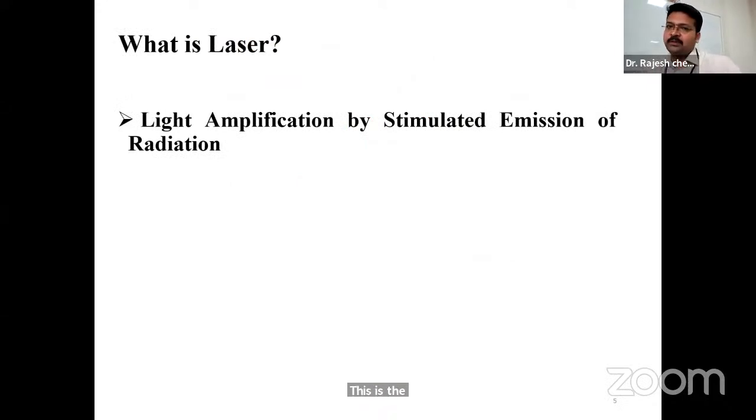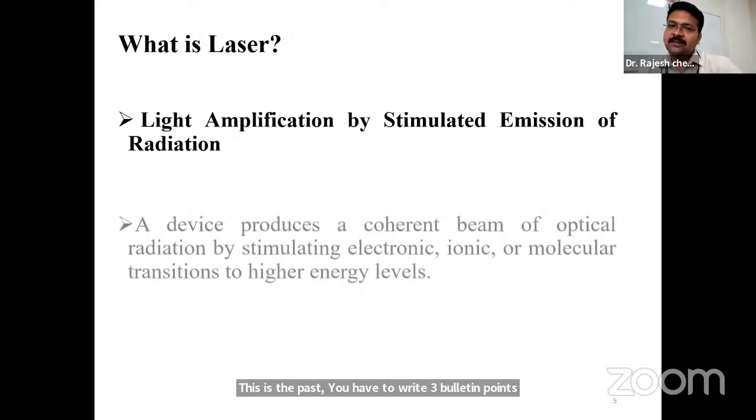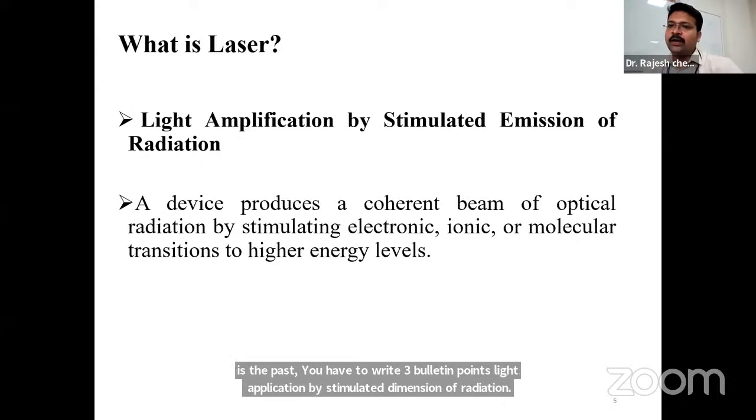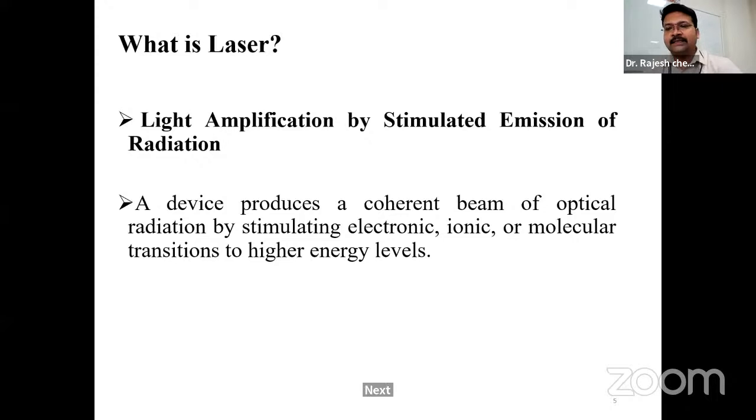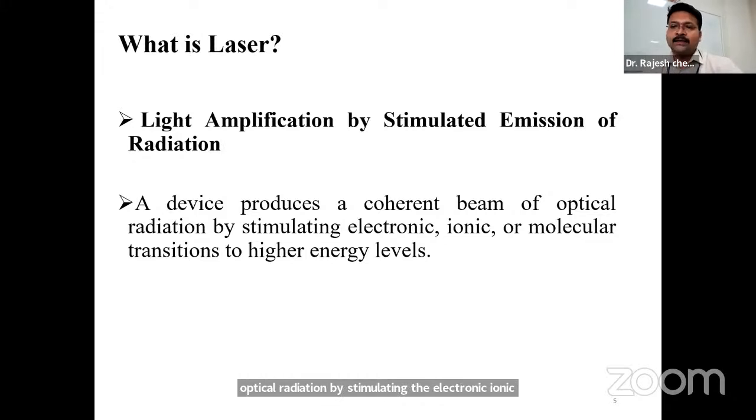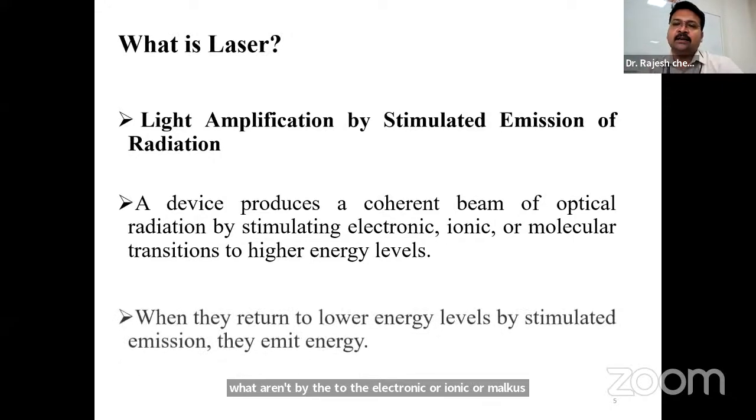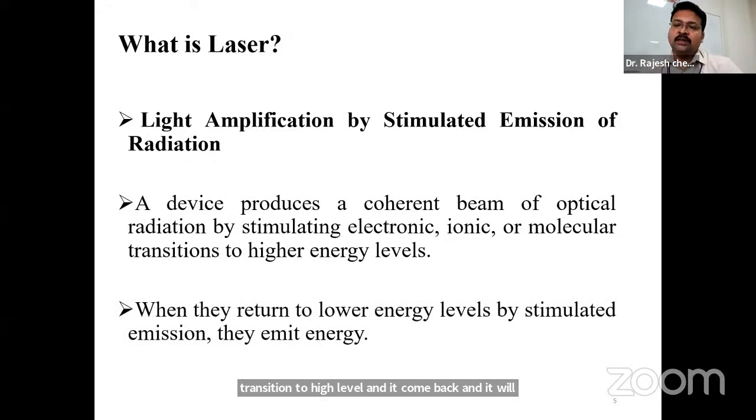Light amplification by stimulated emission of radiation. Next, a device that can produce a coherent beam of optical radiation by stimulating the electronic, ionic, or molecular transition to high energy levels. Clear? So here what we are doing is pumping the low level photons to the high level, through electronic or ionic or molecular transition to the high level, and then it comes back and gives the lasing action. It will be followed by the remaining slides.